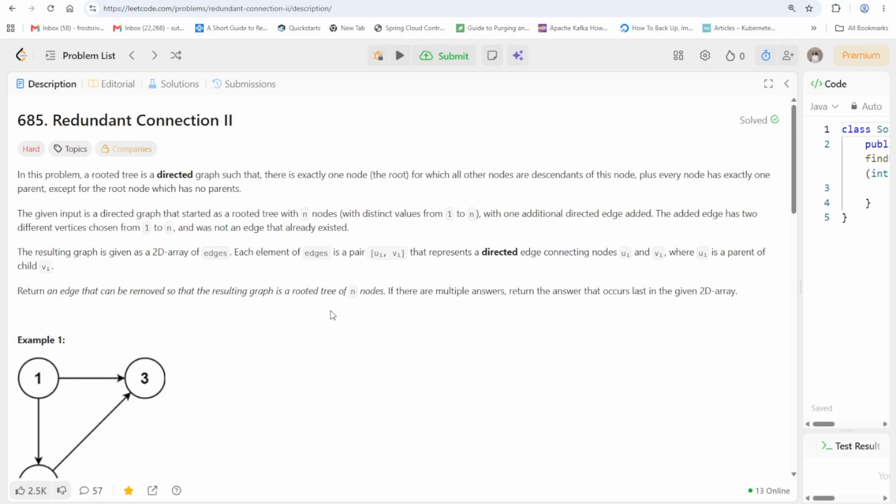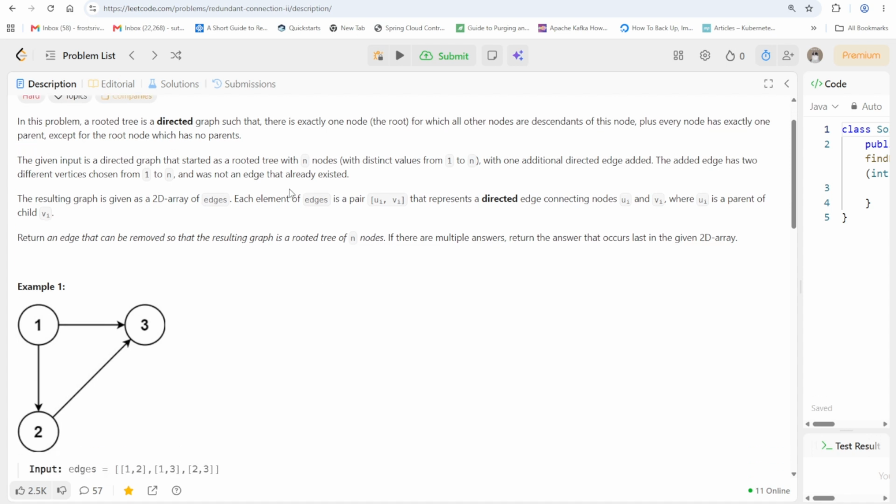So problem number 685, Redundant Connection II. In this problem, we are given one tree, which is a directed graph. Initially it was a tree, but now some extra edge has been added to it. So now it becomes a graph.